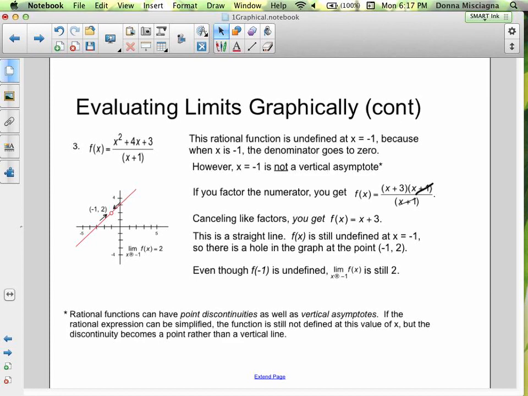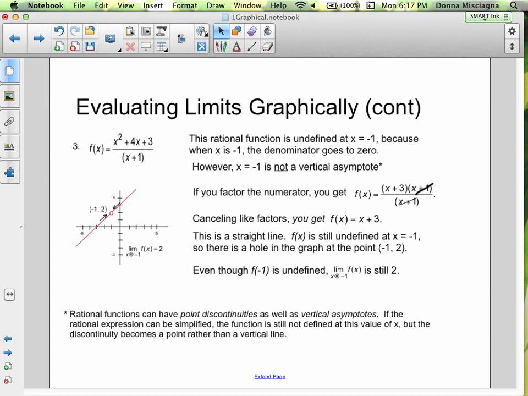Just a little note in the bottom there: rational functions can have point discontinuities as well as vertical asymptotes. If the rational expression can be simplified, the function is still not defined at this value of x, but the discontinuity becomes a point rather than a vertical line. So we don't have an asymptote anymore because we canceled, but it is still a hole in our graph. We still cannot use that point. So we have a hole right there at (-1, 2).